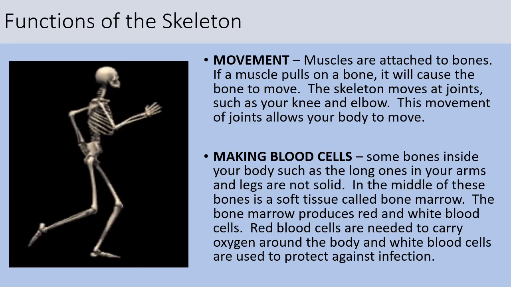And then finally, we have a quick look at making the blood cells. As mentioned previously, some bones inside your body, such as the long ones in your arms and your legs, are not solid. In the middle of these bones is a soft tissue called bone marrow. The bone marrow produces red and white blood cells. Red blood cells are needed to carry oxygen around the body, and white blood cells are used to protect against infection.